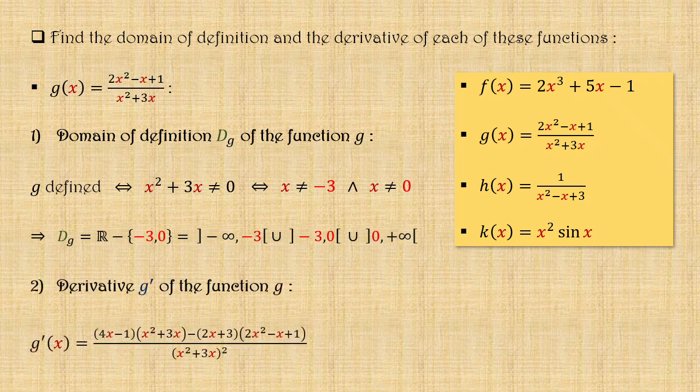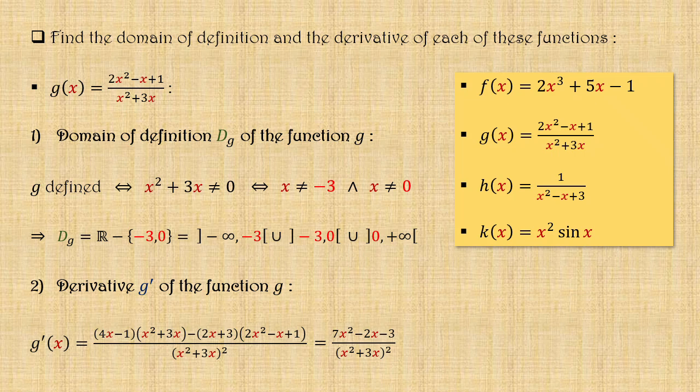As for its derivative, we have g'(x), which equals the derivative of its numerator, which is 4x - 1, all times its denominator, x^2 + 3x, minus the derivative of its denominator, which is 2x + 3, all times its numerator, 2x^2 - x + 1, all over the square of its denominator, (x^2 + 3x). Hence, after expanding and simplifying this fraction, we find that g'(x) equals (7x^2 - 2x - 3) over (x^2 + 3x)^2.